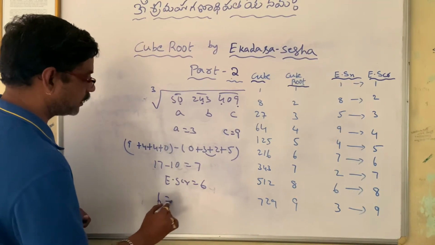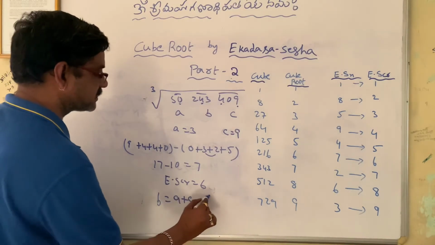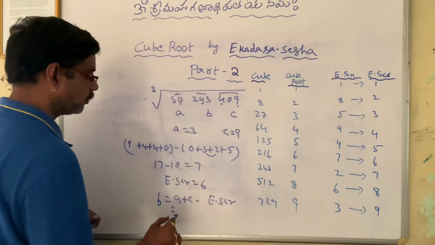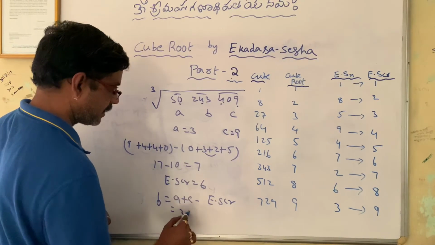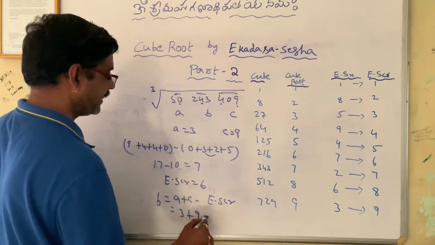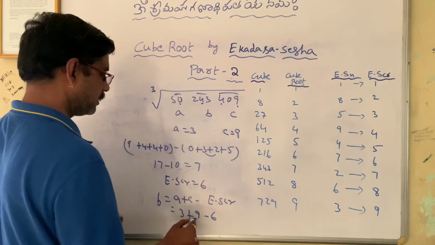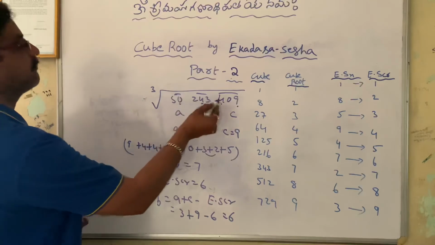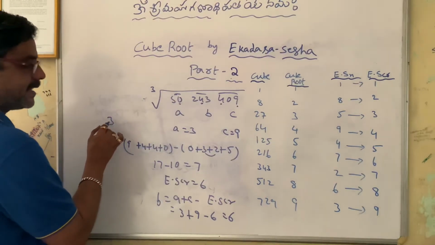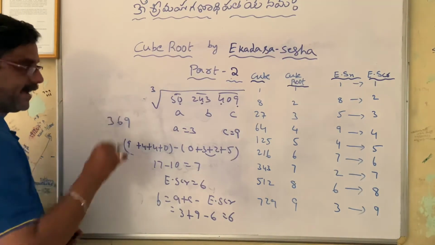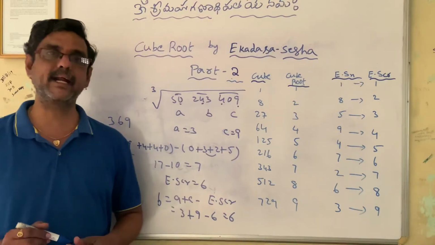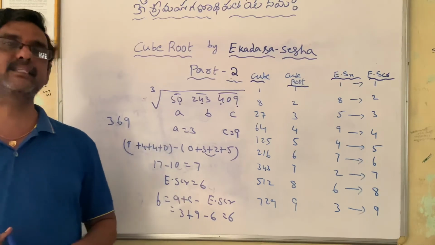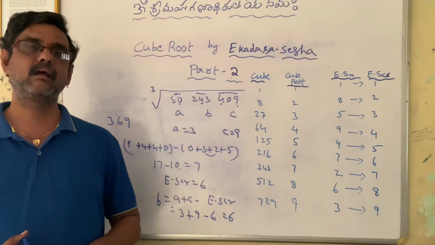Now B is equal to A plus C minus Ekadasha Sesha of cube root. So A 3 plus C 9 is 12, 12 minus 6 is 6. B value is 6. So the cube root of this number is 369. My dear students and friends, I think you understood this method very well.